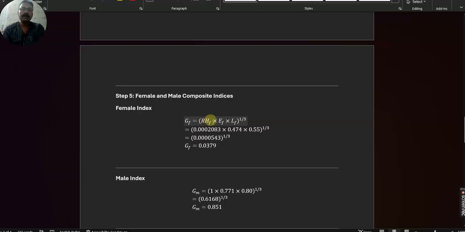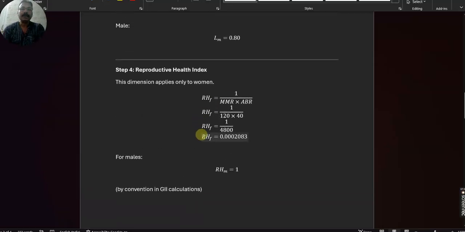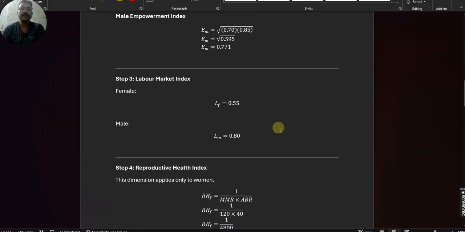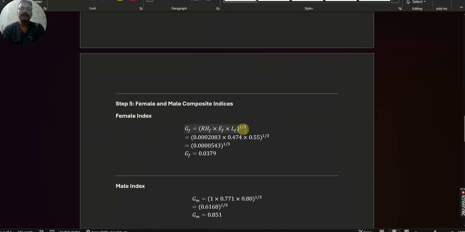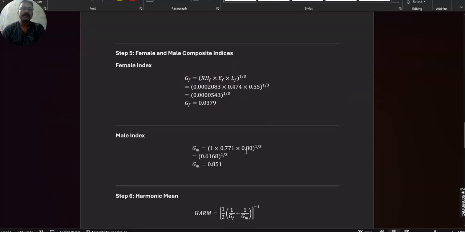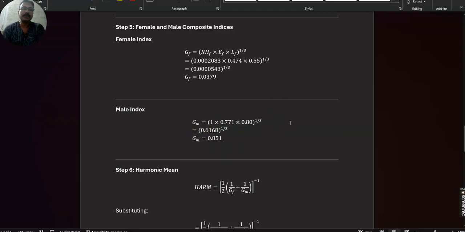Now we need to calculate the composite index for female and male. For female, this is RHF into EF into LF, all the three indices for female, and the geometric mean of all the three values gives this. Similarly for the male index, it is the geometric mean of all the three dimensions.